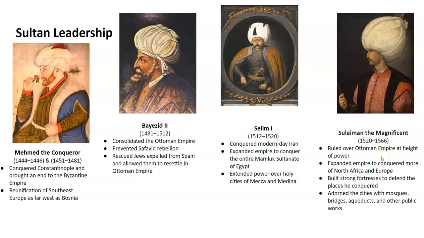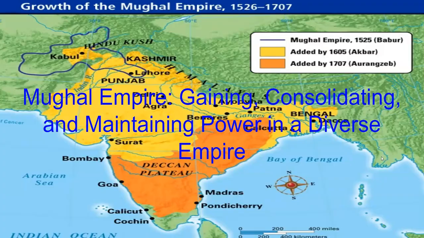Probably the most famous of the Ottoman sultans is Suleiman the Magnificent. He ruled over the empire at the height of its power. He expanded the empire to conquer more of North Africa and Europe. He built strong fortresses to defend the places he conquered and adorned the cities with mosques, bridges, aqueducts, and other public works. He also wrote a law code that revamped and consolidated the law code of the Ottoman Empire.